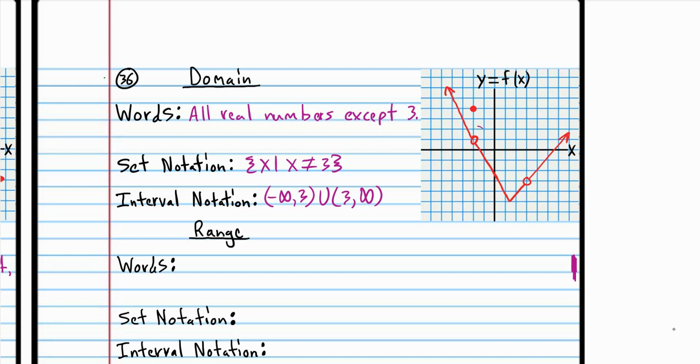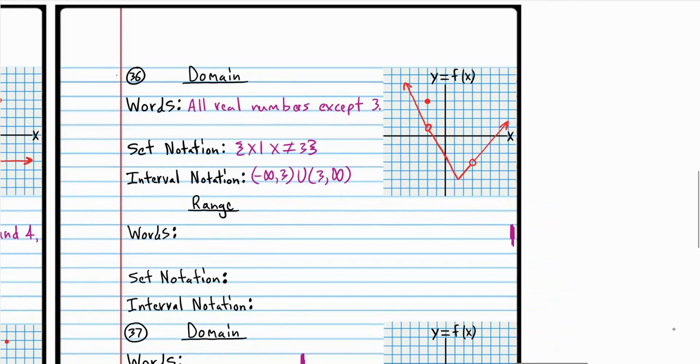It looks like x cannot be -2, because that's the x value at this point, but this hole has an x value of -2. Or excuse me, that point is on top of the hole. It has an x value of -2. So if you got that right, good job. The range is all real numbers greater than or equal to -5.